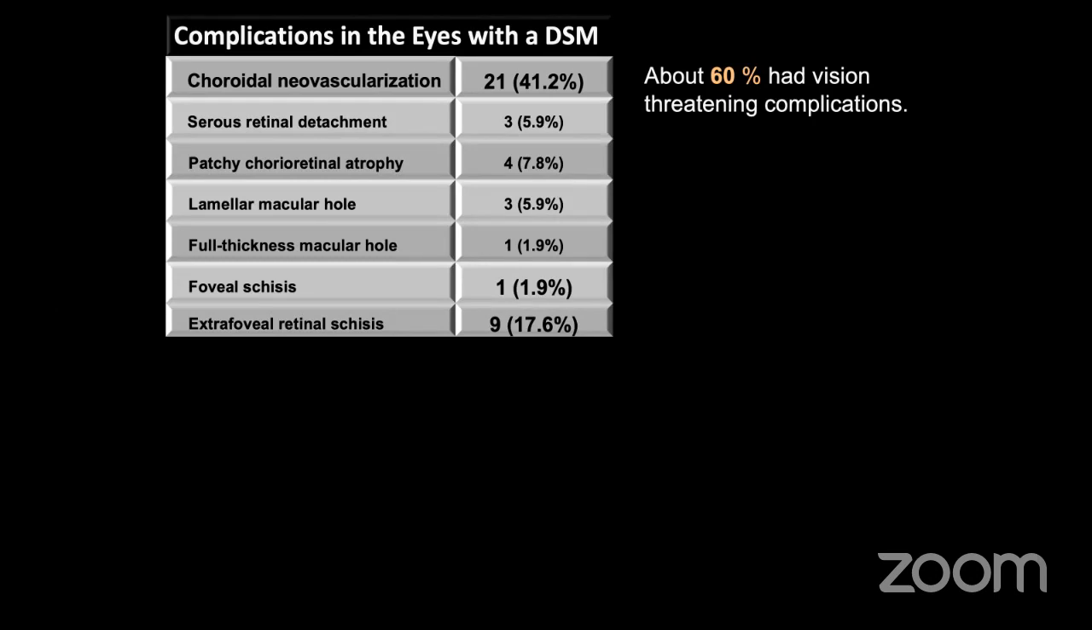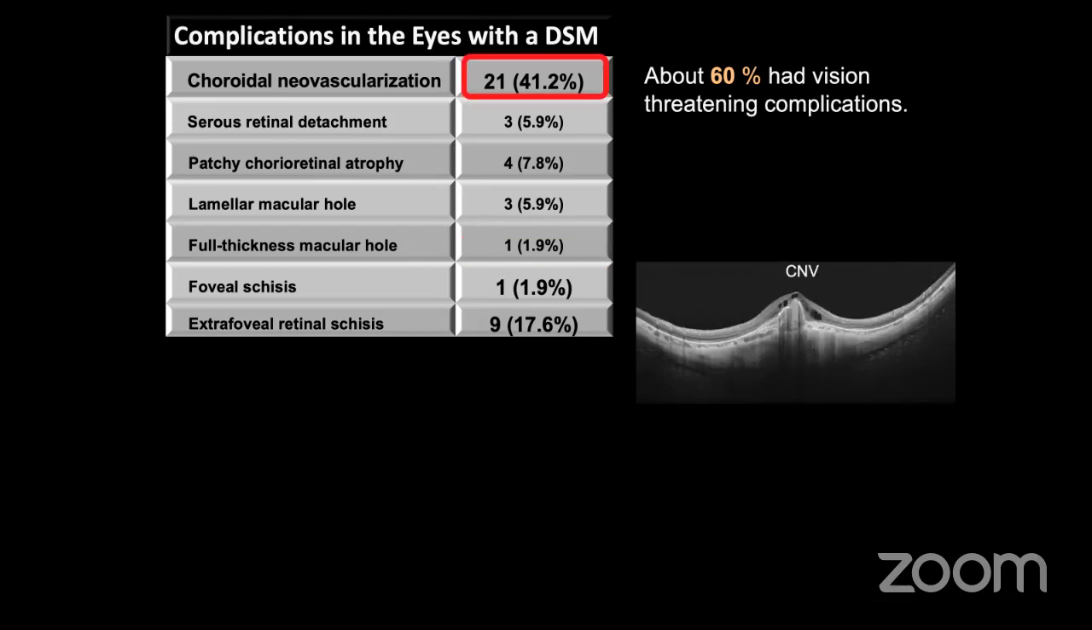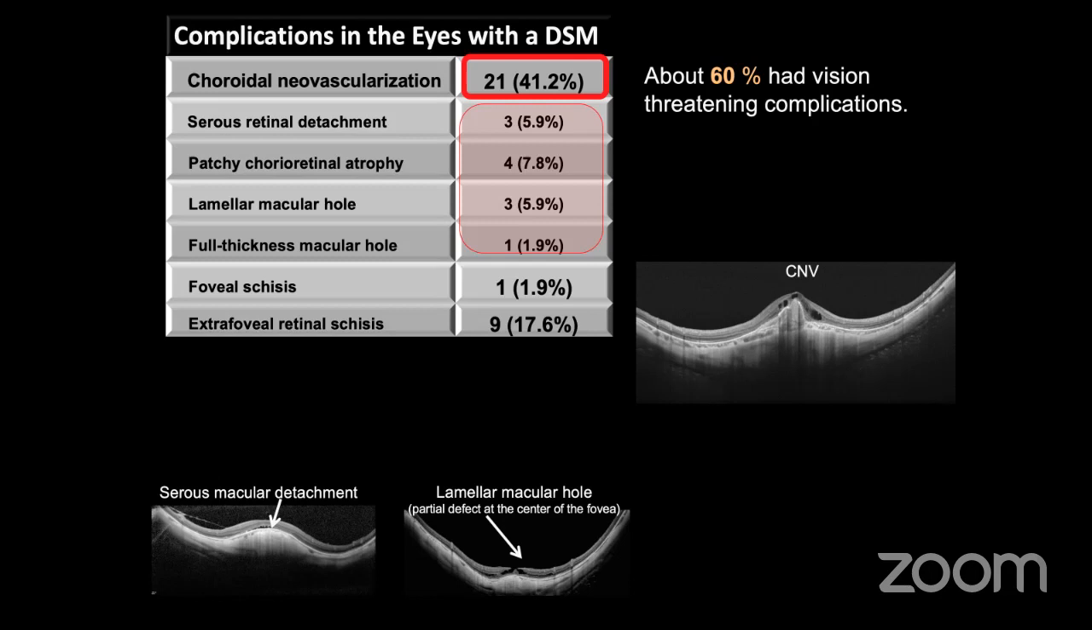Dome-shaped macula is an important clinical entity because about 60% of these cases have a vision-threatening complication. And there is a wide range of these changes. The most important for us is definitely the presence of CNV, but it can also be associated with serous detachment, and also lamellar holes.